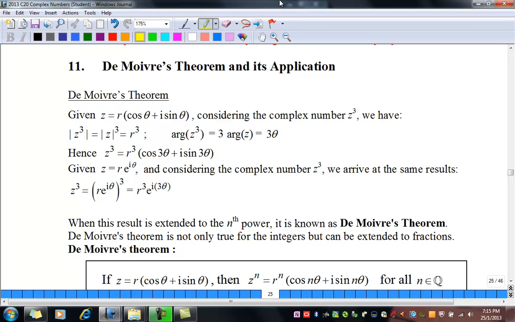In this section of lectures, we are going to be studying a very special theorem to complex numbers called De Moivre's theorem. And we are also going to be looking at some of its applications. So what exactly is De Moivre's theorem?